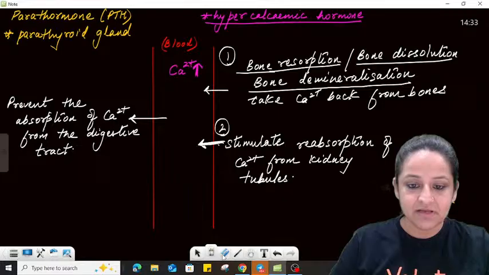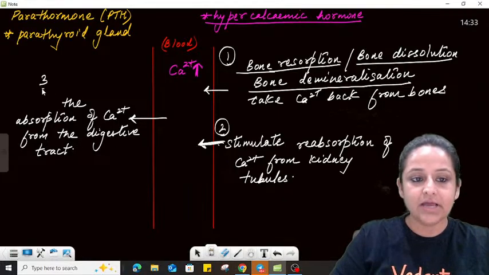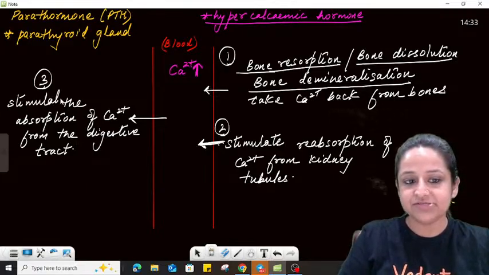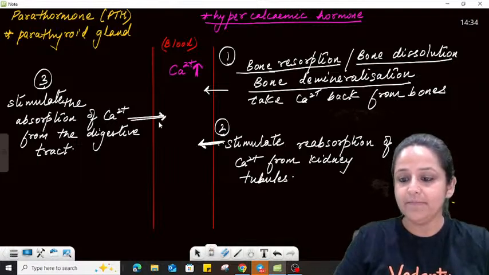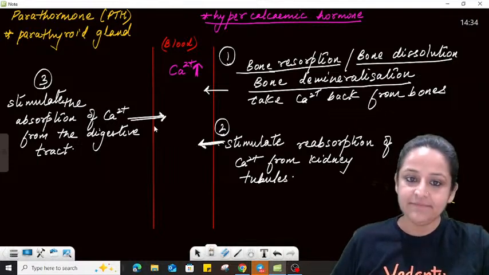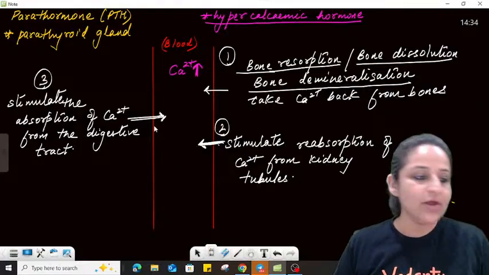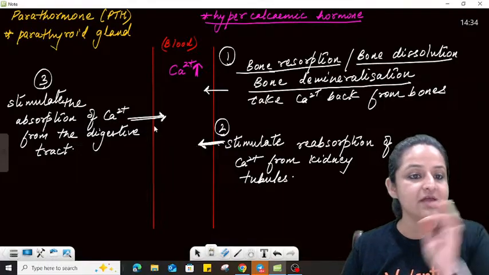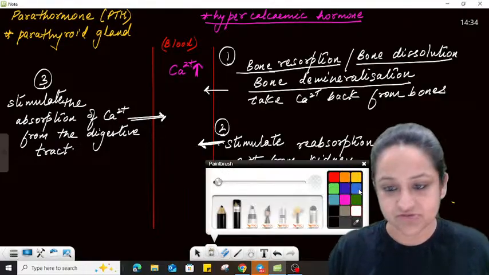Similarly, in the digestive system, the third thing, it is going to stimulate the absorption of calcium ions, so that more and more calcium ions are absorbed from the digestive system and brought to the blood. Are you getting the point, every one of you? So these are the three ways in which parathyroid hormone functions.